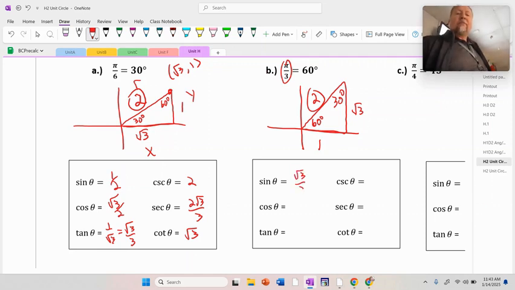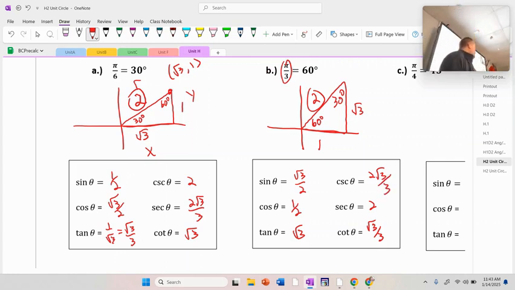All it does is flip-flop that. And then this is root 3. It flip-flops. These two switched. So this one's root 3 over 3. And then this is 2. And then this is 2 root 3 over 3. You remember these ratios?